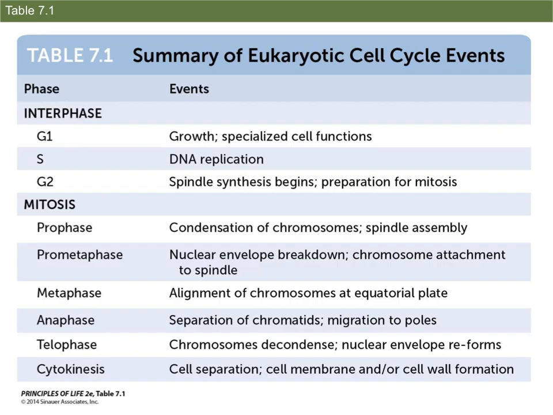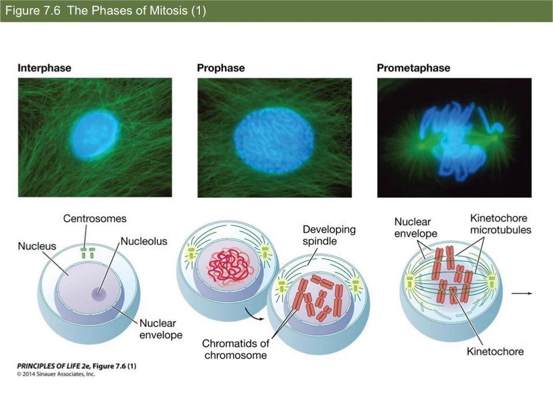We've gone ahead and included a summary table for you guys to put in your notes for the eukaryotic cell cycle that goes over all of the steps that we talked about in the previous slides, along with some photos of what is happening in each of these stages. So interphase is G1, S, and G2. This is where the cell is doing regular, normal functions.